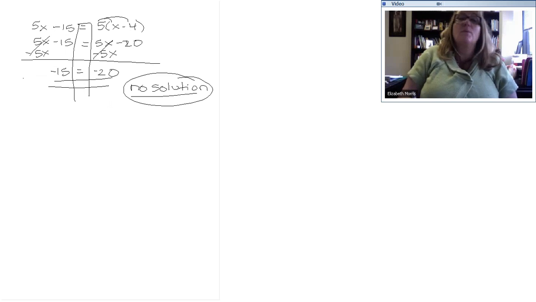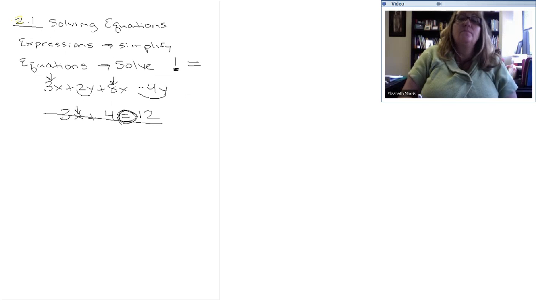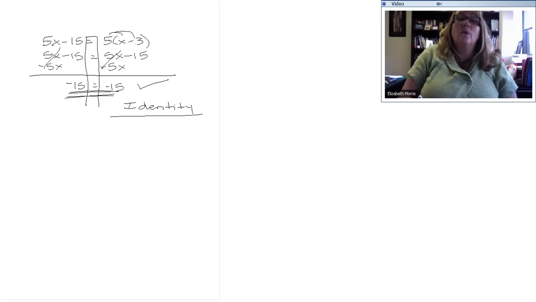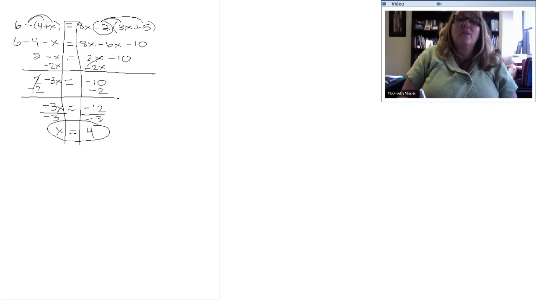So remember the two. And then all the other things that we did where we found just one solution. Here we found x equals 4. Here we found another x equals 4. When you get just one answer, it's called a conditional. The condition is x has to be 4. Okay? All right. That was 2.1.